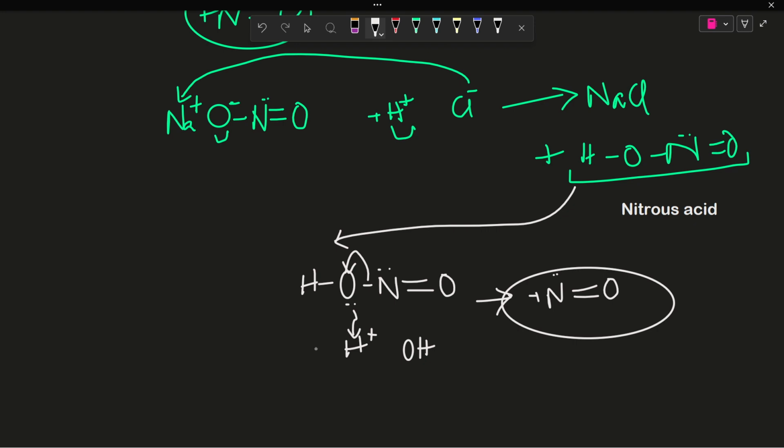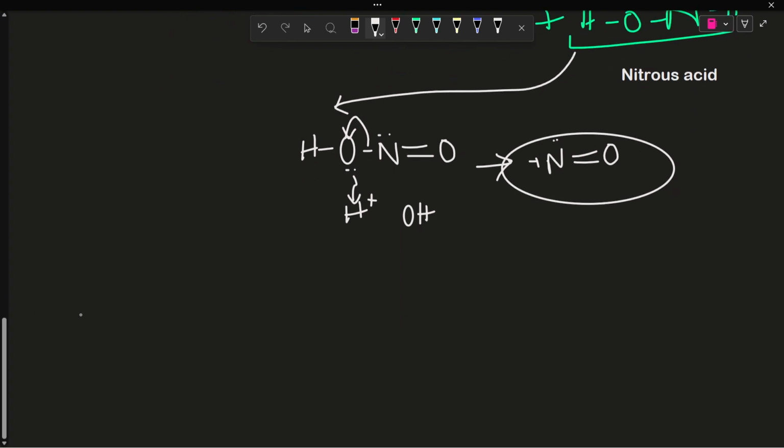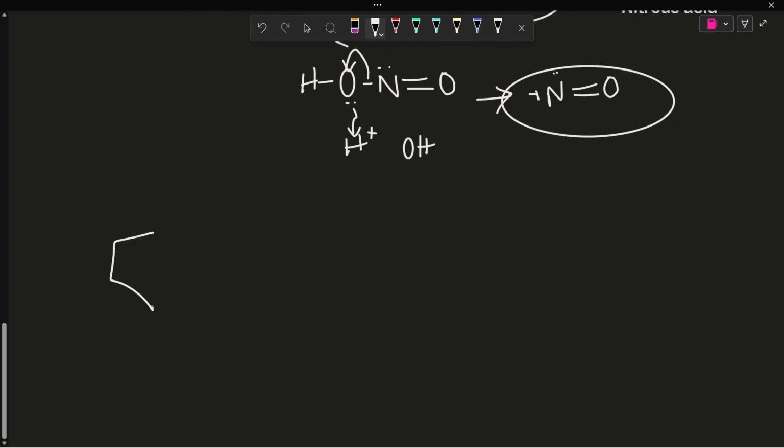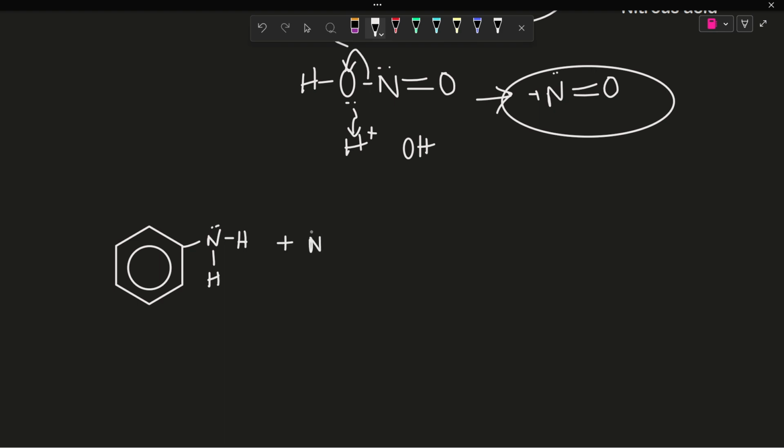Now the second thing that happens is that this aryl amine will be reacting with this molecule generated, right? We are taking aniline in our example. You can take any primary amine, and H is here, plus a lone pair over here, plus N with a positive charge, lone pair, and double bonded oxygen. Now this nitrogen will be giving its lone pair to this nitrogen. What we'll get is something like this.